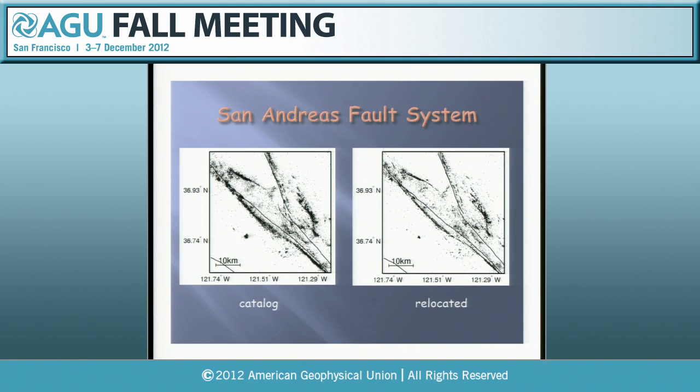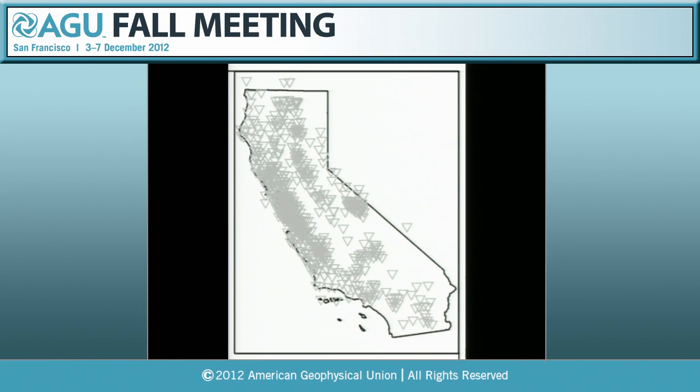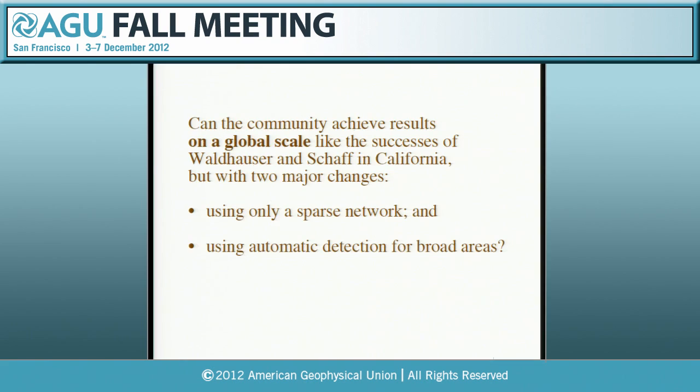In the present case, the achievement includes, as Felix also just showed us, relocated, much more precise relative locations based on about 900 stations in California. And we ask, can the community achieve such successes on a global scale, with a couple of important wrinkles? We don't have the same station density globally, of course, and we would like to add automatic detection for broad areas. That means using templates and searching continuous data for cross-correlation detections on a very large scale.